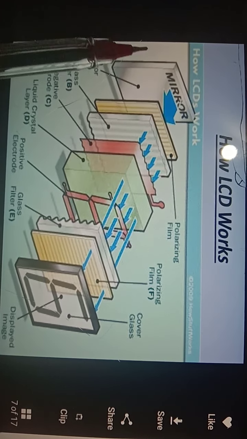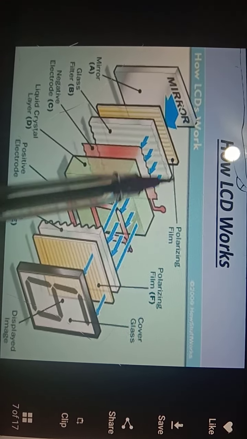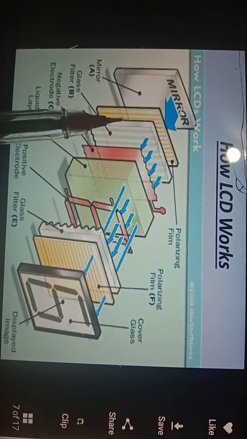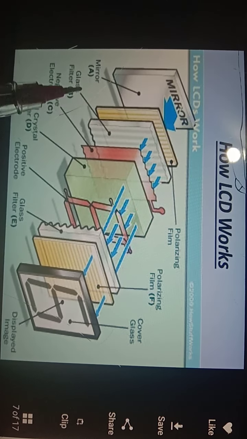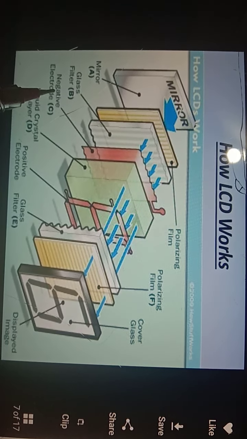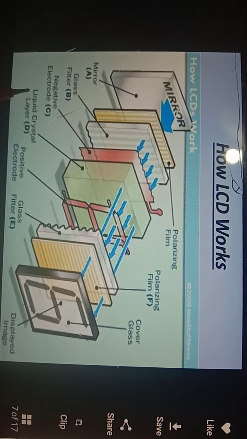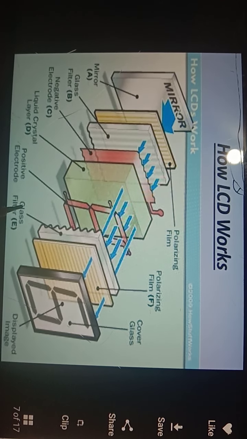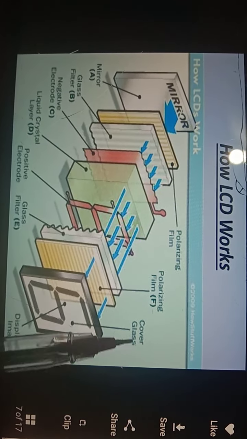First, light passes from the mirror, then it hits the polarizing film, which is going to exhibit light in only one color. Then it passes through the glass filter, which filters the incoming light. Then it passes through the negative electrode. This is the actual thing, the liquid crystal layer. This is the positive electrode, the glass filter, and then finally the polarizing film.